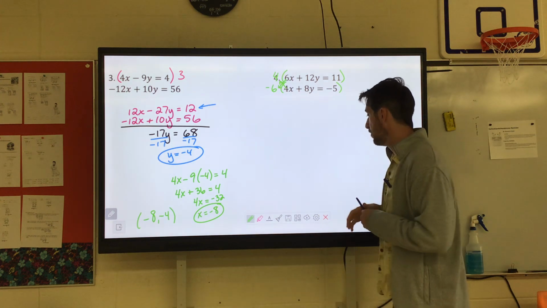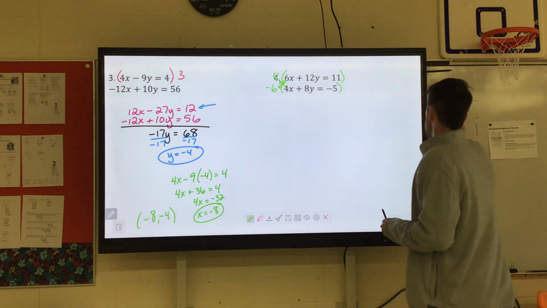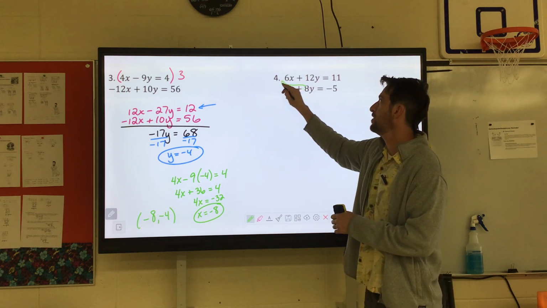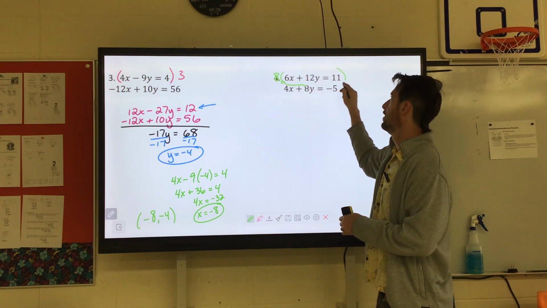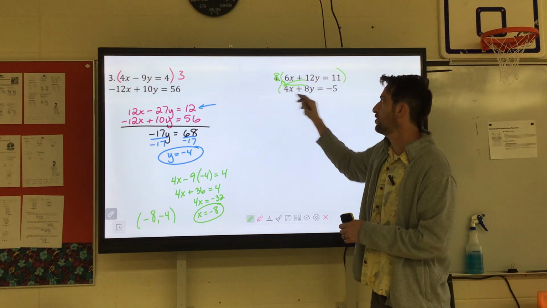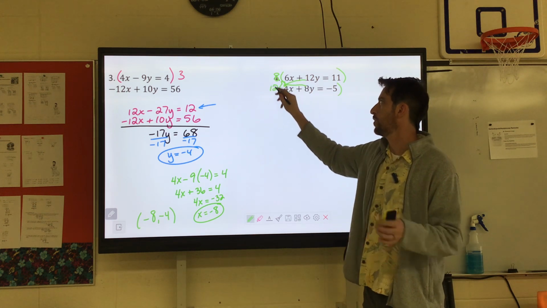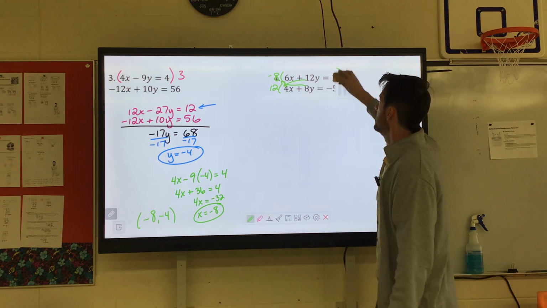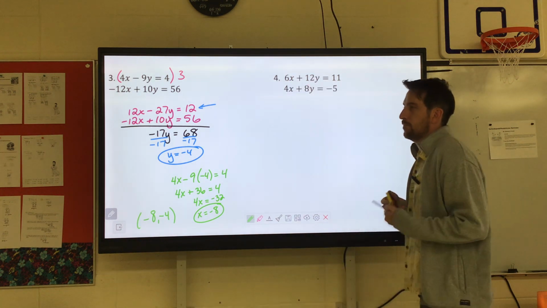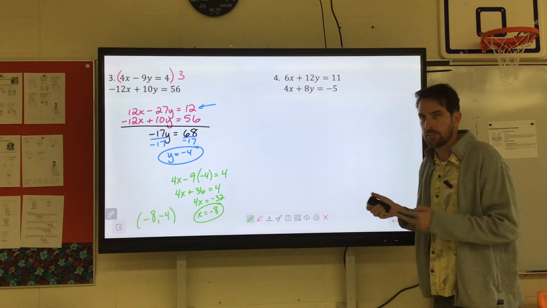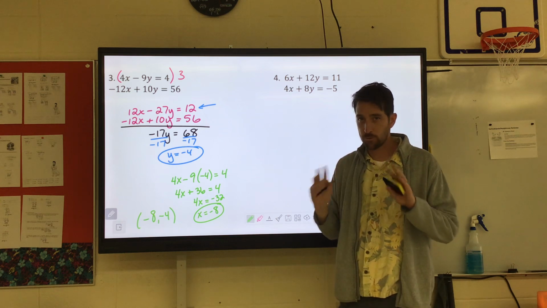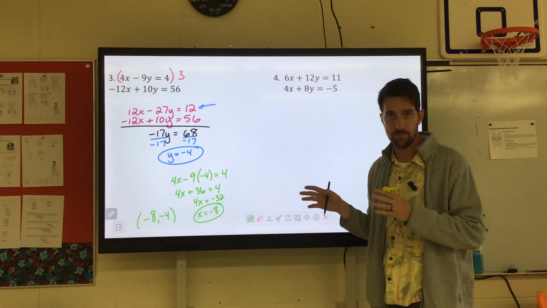You can also do that with the y's. You could do the top one by 8, the bottom one by 12, and again, you want one of them to be negative, doesn't matter which one, that'll work too. Our whole goal is to get them to be the same number, to cancel out. So like 6 times 4 is 24. You can make them both 24x or negative 24x.